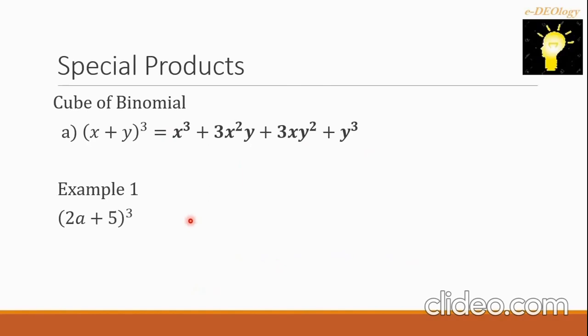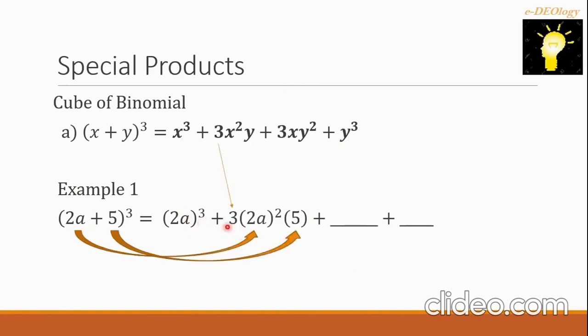Now we are ready to use this formula to solve problems like this. So let's have example 1. This is 2a plus 5 all raised to 3. So in the answer, we expect 4 terms. So I put here 4 blanks. So the first blank is the first term 2a, we will raise into 3.